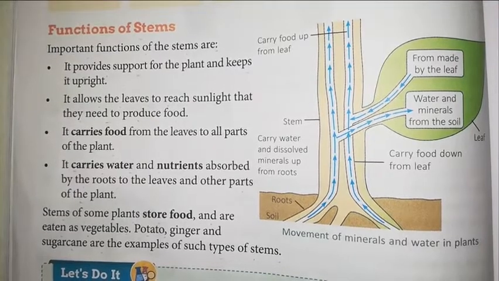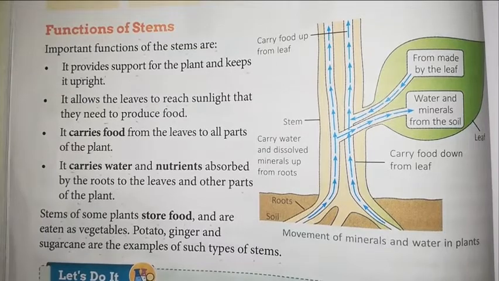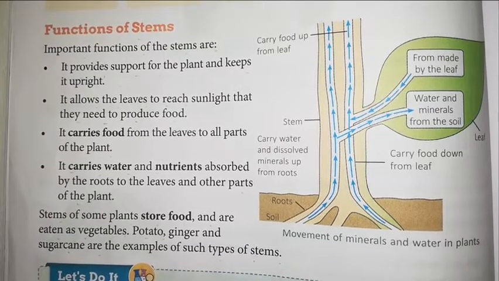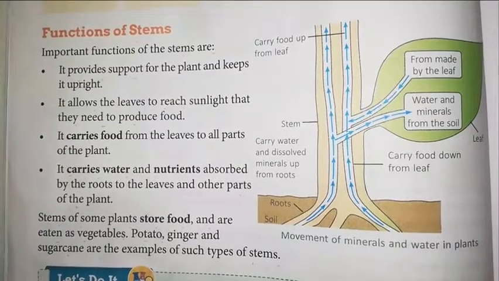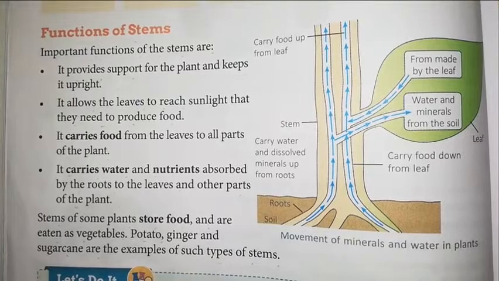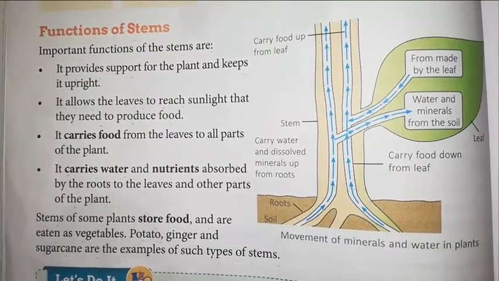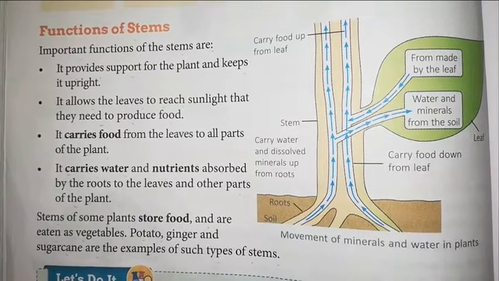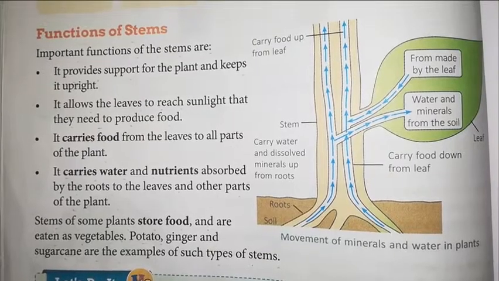Fourth function of the stem is to carry water and nutrients absorbed by the roots to the leaves and other parts of the plant. We know that roots absorb water and nutrients from the soil. Stem carries these water and minerals to the leaves and other parts of the plant. This is the fourth function of the stem.